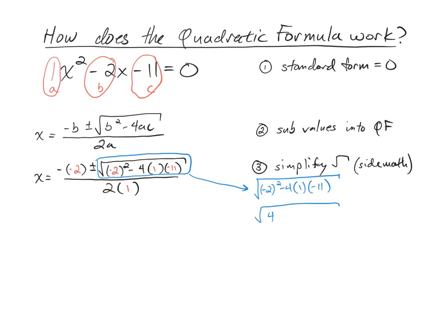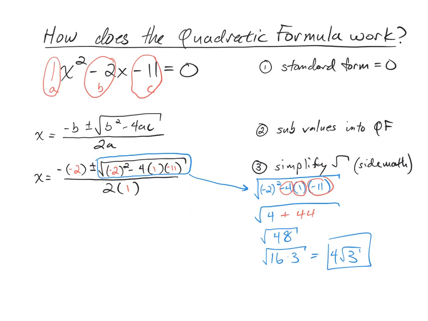Then I'm going to take my multiplication and I will do this. I will say negative 4 times 1 times negative 11 is a positive 44. So 4 plus 44 equals 48. And the largest perfect square factor of 48 is 16. The other factor would be 3, which gives me a final square root of 4 square root of 3, a final simplification. So this 4 square root of 3 is the simplified root of what we have in our formula.